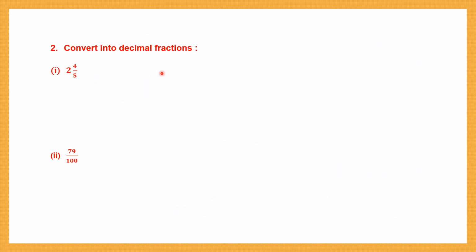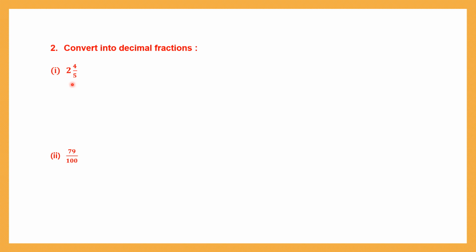Next question, convert into decimal fractions. Now to convert fractions or mixed numbers into decimal fractions, it's always easy if your denominator is 10 or 100 or 1000 or a higher power of 10. But here you can see 5, isn't it? Now here you can see denominator 100. Here it's going to be easy. Now when your denominator is not 100, there are two ways of doing it. So I'll teach you both the ways.